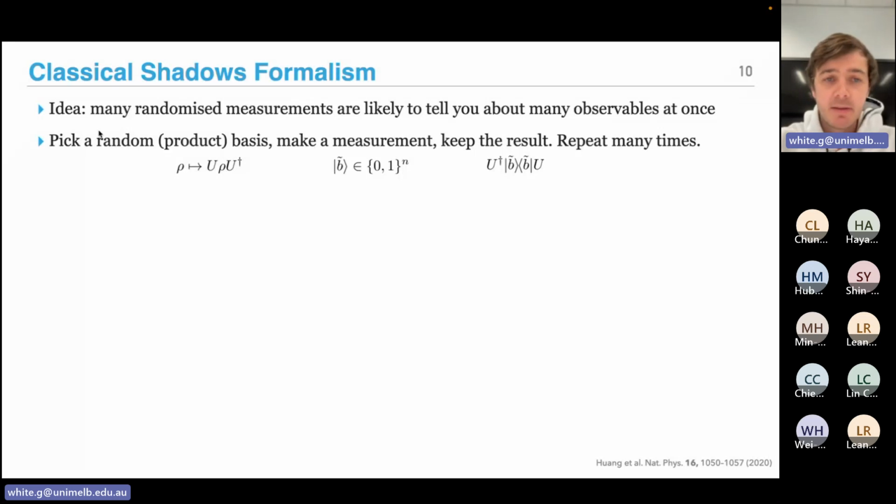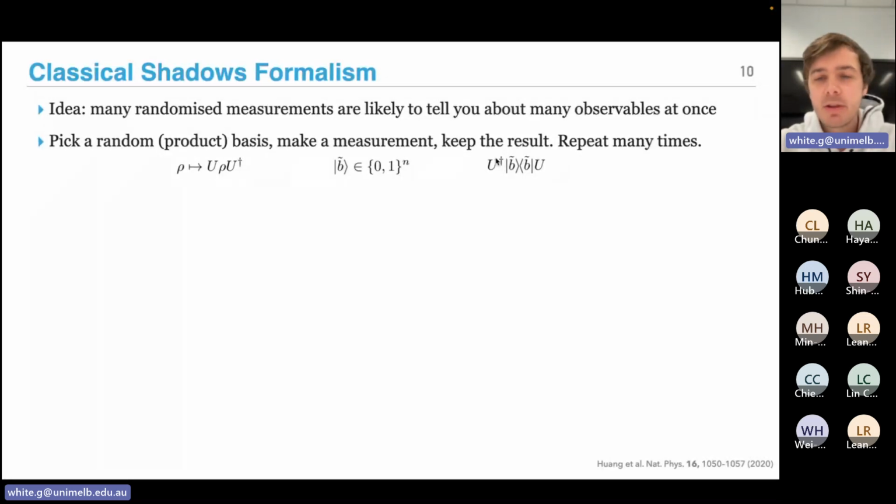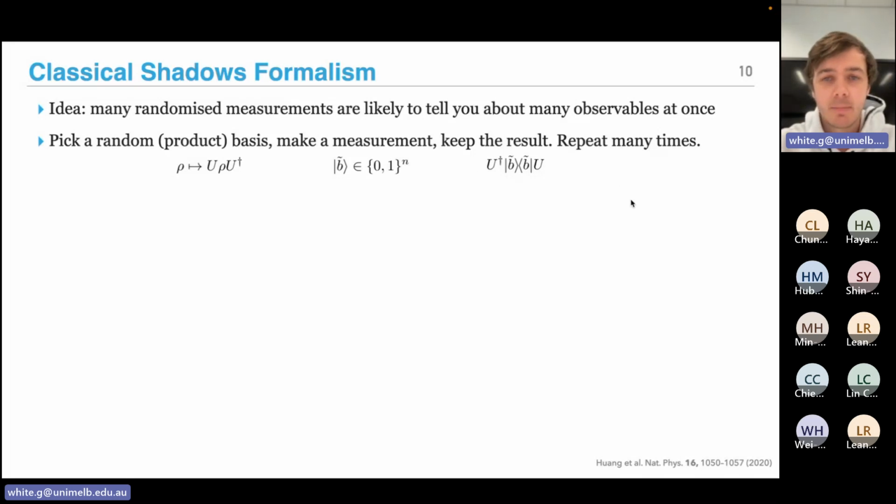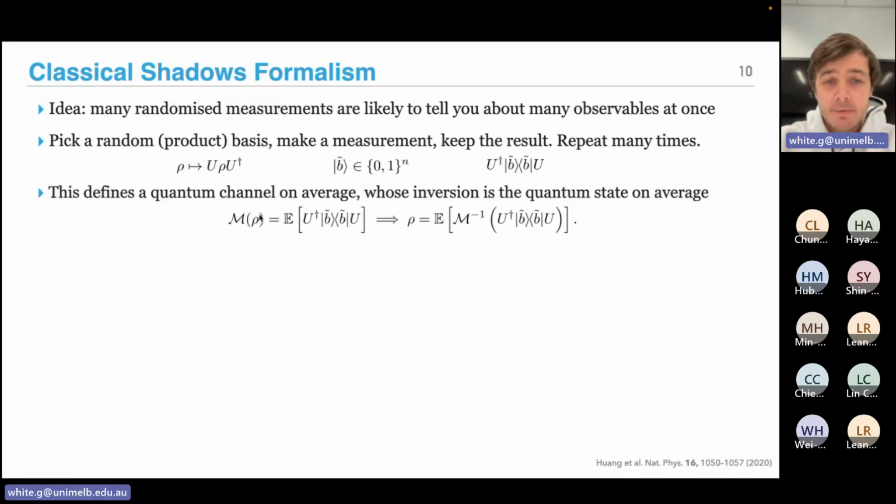Pick a random basis in which to measure your state, and then projectively measure it. So you transform your state rho with some unitary, you make a projective measurement, and you get outcome b, which is some bit string. You know that the pre-measurement state is just the reverse of the unitary acting on whatever bit string you had. On average, if you do this for lots of different measurement operators, then you can define a quantum channel, which is the expectation value across the ensemble of unitaries and of these measurement outcomes.